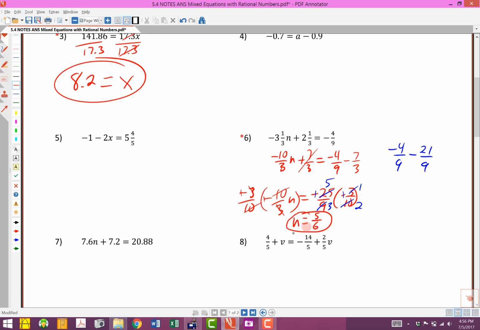So if we were to plug this back in right here and type this side into the calculator, it would give us negative 4 ninths. If we type this problem into the calculator, negative 25 ninths times negative 3 tenths, you'd end up with 5/6.